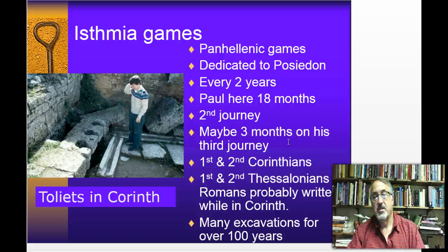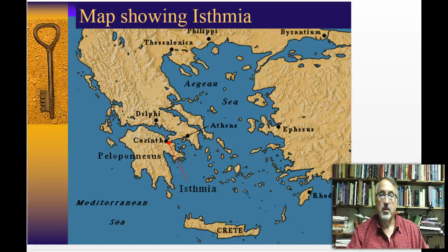He also writes several books, or letters, from Corinth, probably Romans and 1st and 2nd Thessalonians. This has been excavated for many, many years, the city of Corinth. Now, here is Corinth. There is Isthmia. You can see the isthmus that divides the two. And here's the Peloponnesus. So Paul has come this way here.